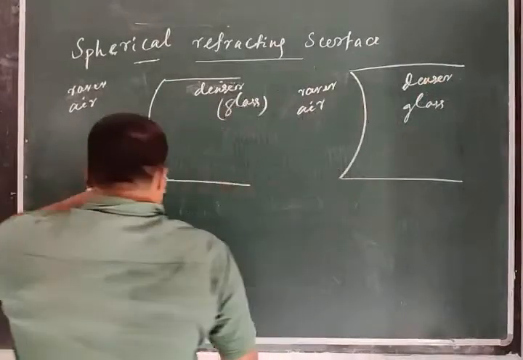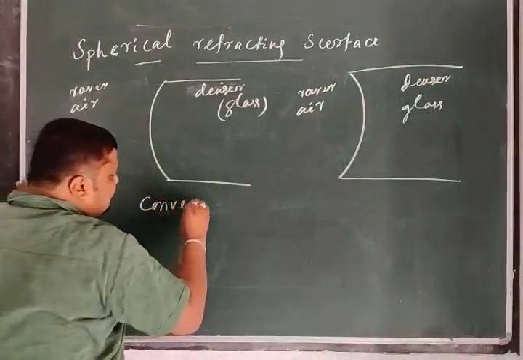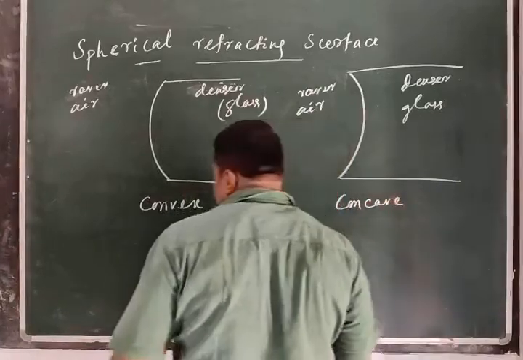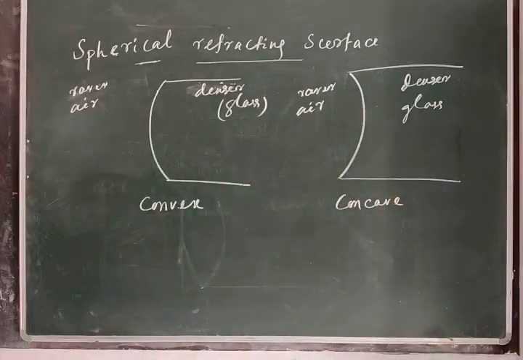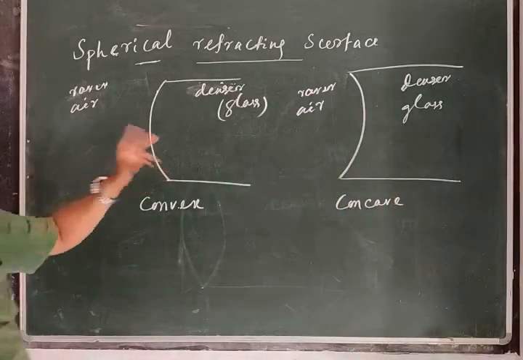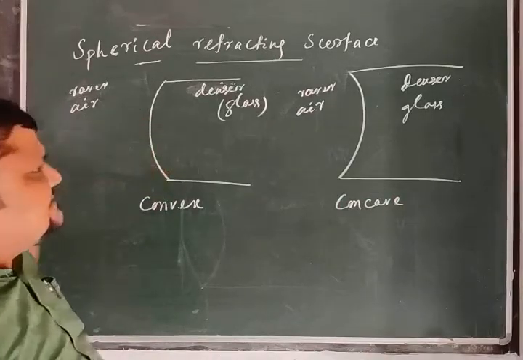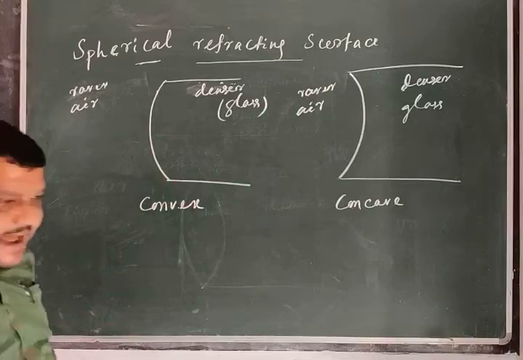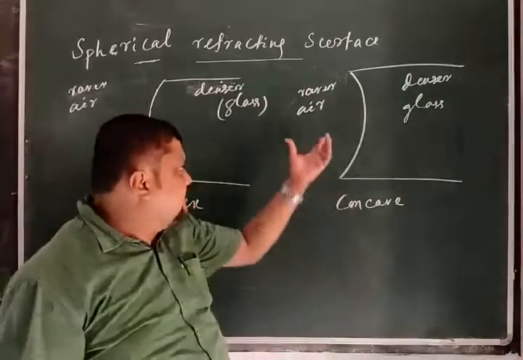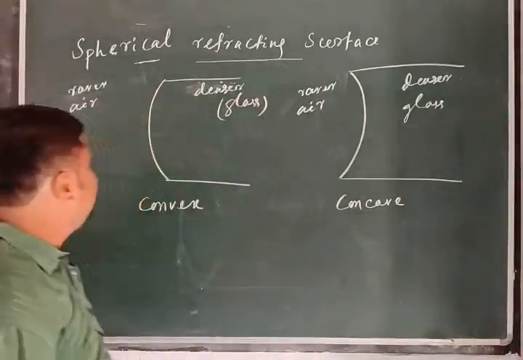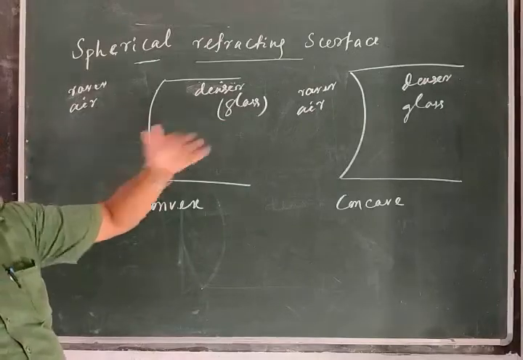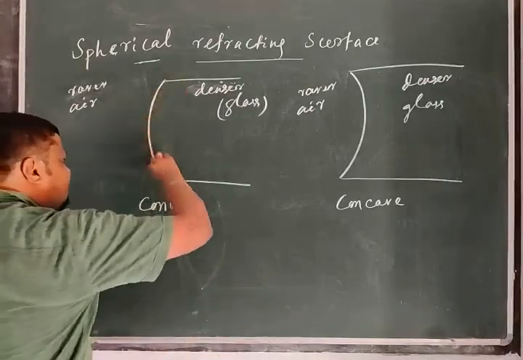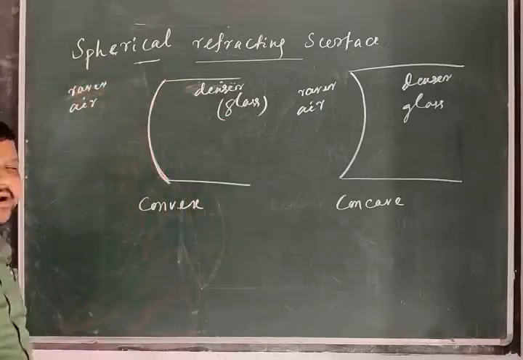Okay? So this is a convex refracting surface. This is a concave refracting surface. We will discuss these two, and in these two there are different cases. There are 6 cases. We will discuss one by one. The other thing is that when we discuss refraction, there are some related terms.